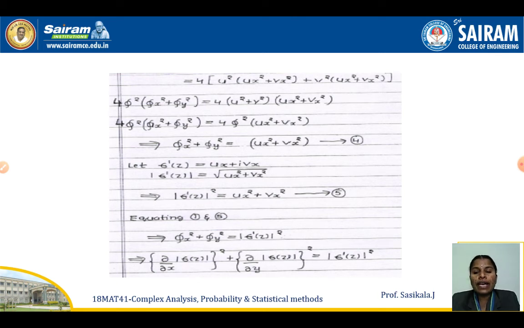So now f dash of z is ux plus i vx. Modulus of f dash of z is equal to root of ux squared plus vx squared. So what is that? Modulus of f dash of z whole squared is equal to ux squared plus vx squared. So now you can see that equation number 4 and 5, both their right sides are equal, so the left sides will be equal. 5x squared plus 5y squared is equal to modulus of f dash of z the whole squared. That is nothing but what we needed to prove.